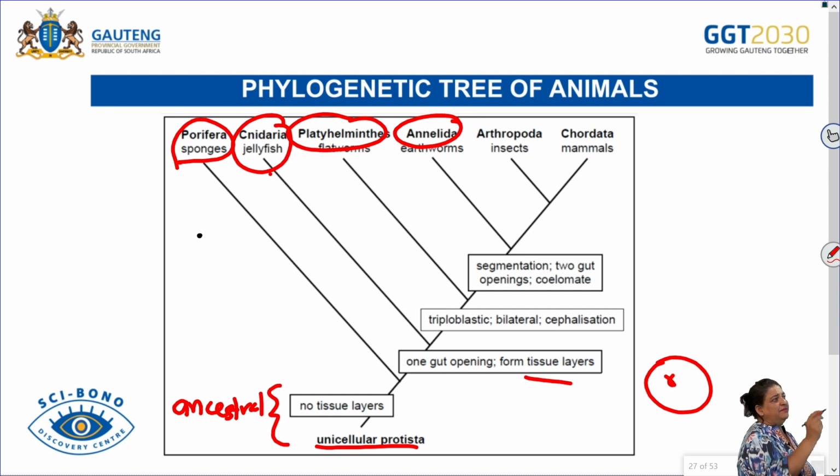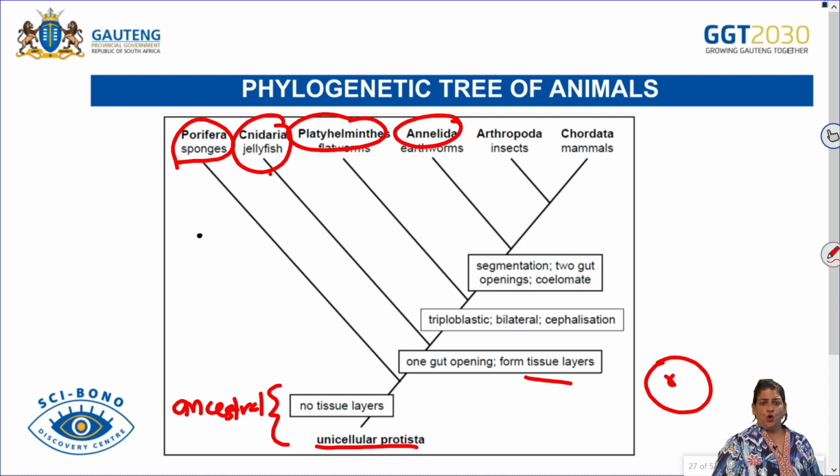But the flatworm and your Annelida are going to be triploblastic, and they're going to have 2 gut openings. Okay. Your arthropods are your insects like your locusts, and Chordata is your mammals like humans and birds and fish and frog. They form under Chordata because they have a backbone. They're very advanced. They have many, many cells, which we call multicellular. They have 3 body layers, which we're going to learn about.